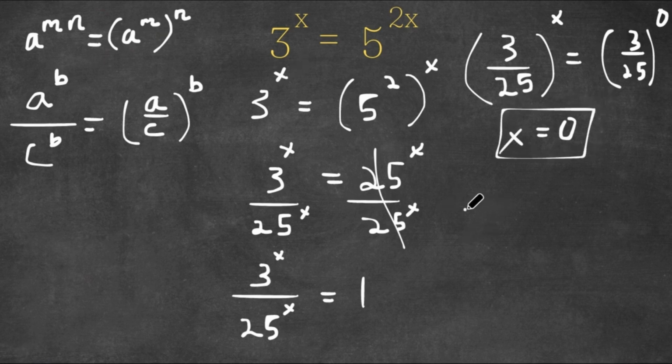And if we plug this value in to check, we get 3 to the power of 0 is equal to 5 to the power of 2 times 0. And 2 times 0 is simply just 0. So we have 5 to the power of 0. And any number to the power of 0 is 1. So 3 to the power of 0 is 1. And this is equal to 5 to the power of 0, which is also 1. So this is right.